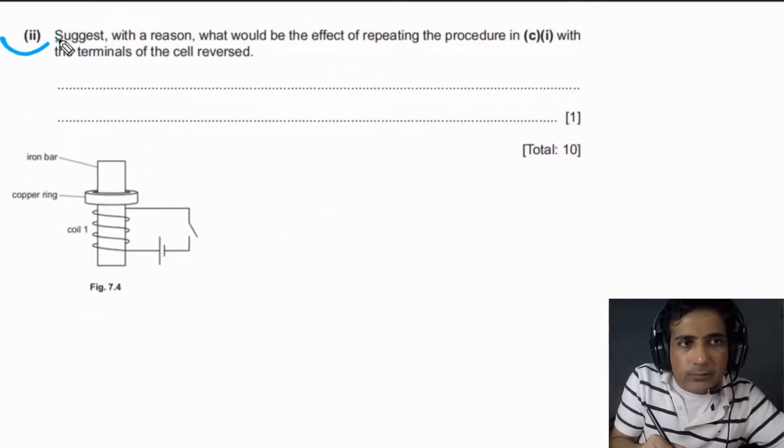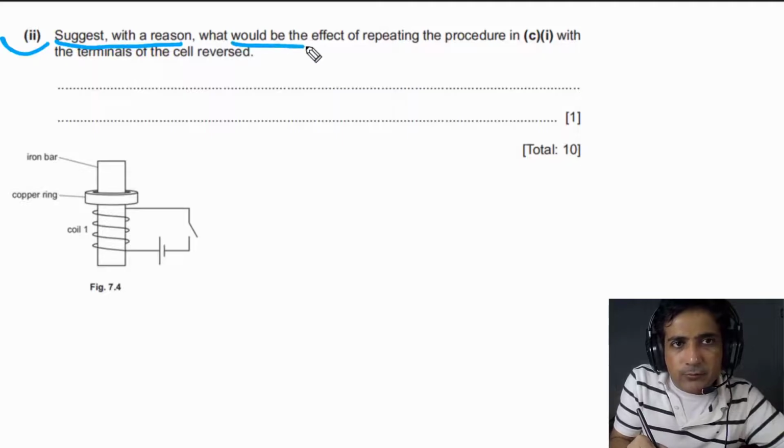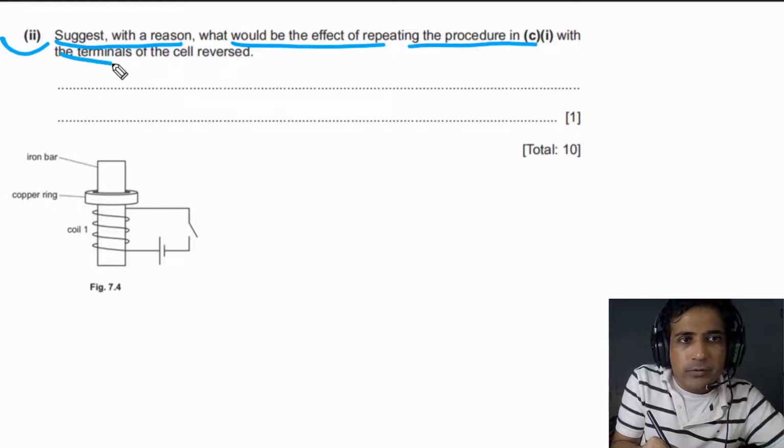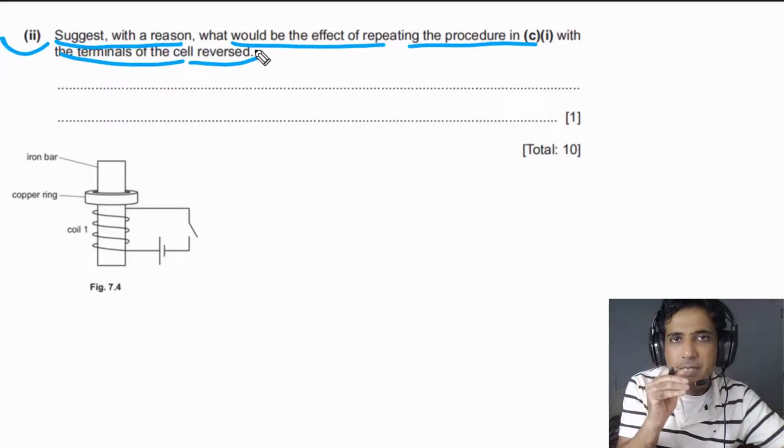For the second part, we need to suggest with a reason what would be the effect of repeating the procedure in C1 with the terminals of the cell reversed. It simply means that everything else is the same.